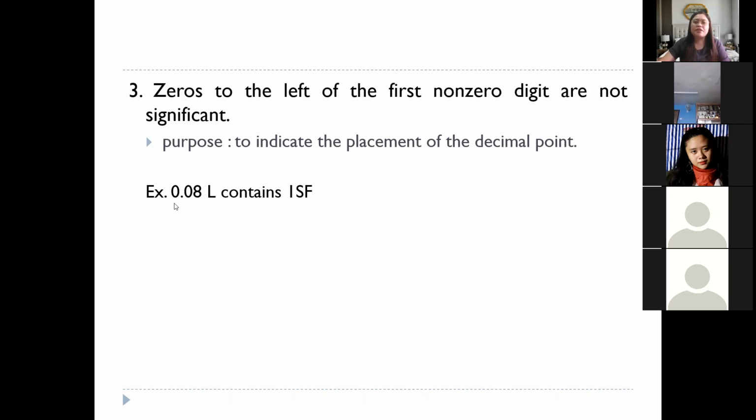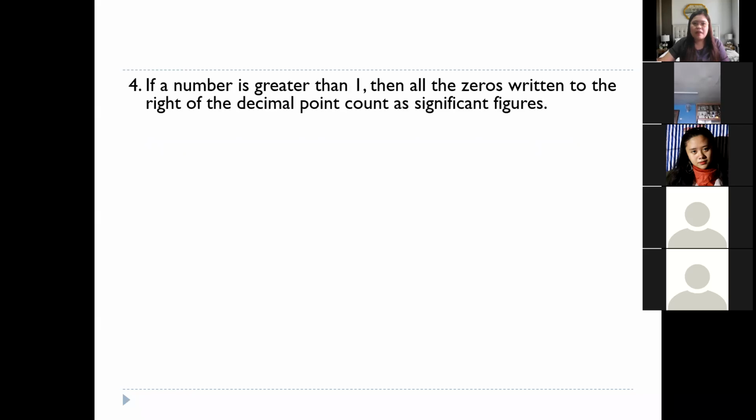So, for example, 0.08 liters. Only the 8 there, class, is significant. All of the leading zeros are not significant. Even in the next example, even if you have too many zeros there, they are leading zeros, so they are still not significant. So only 3, 4, and 9 are significant. Thus, here we have 3 significant figures. Okay? This is just a review since we are done with this in the laboratory.